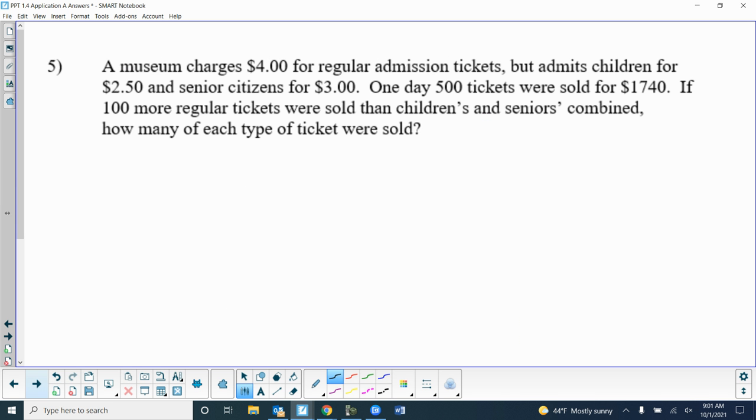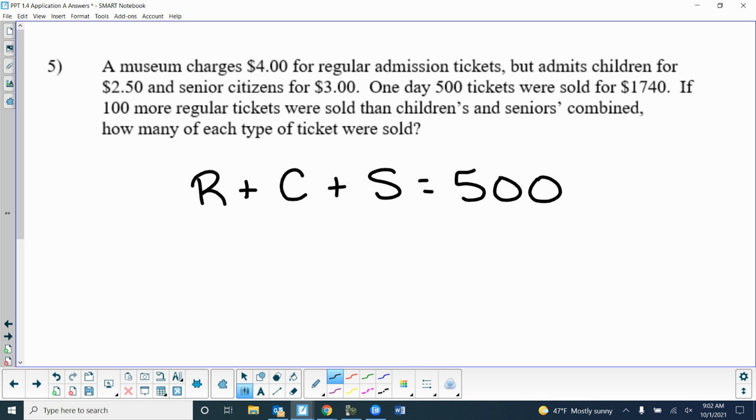Last one. A museum charges $4 for regular admission tickets, but admits children for $2.50 and senior citizens for $3. One day, 500 tickets were sold for $1,740. If 100 more regular tickets were sold than children's and seniors combined, how many of each type of ticket were sold? All right, so 500 tickets. So we got regular plus child plus senior citizens was 500 tickets. That day they're talking about, right?